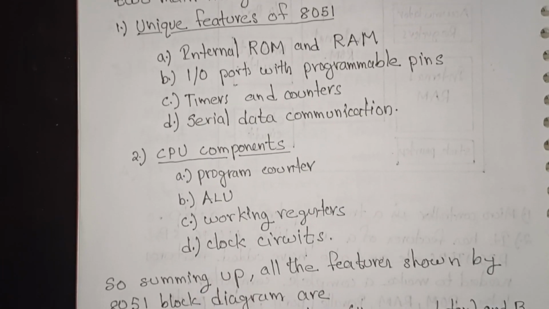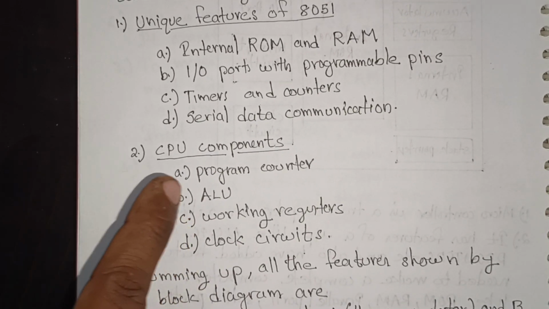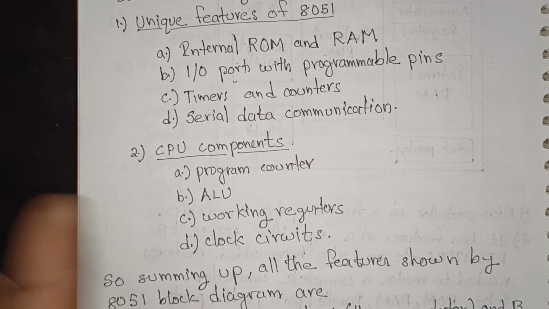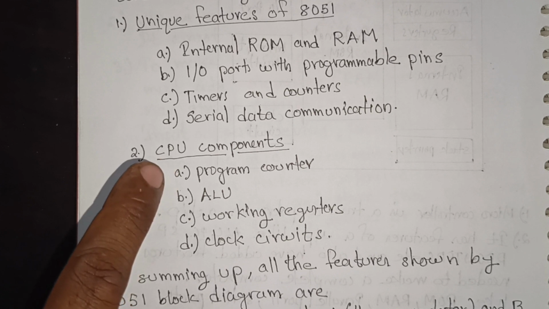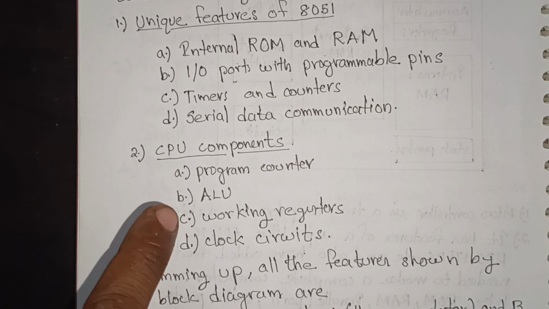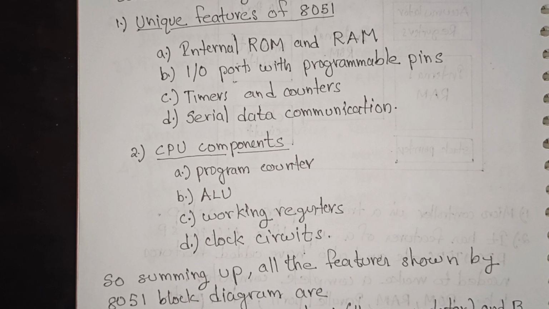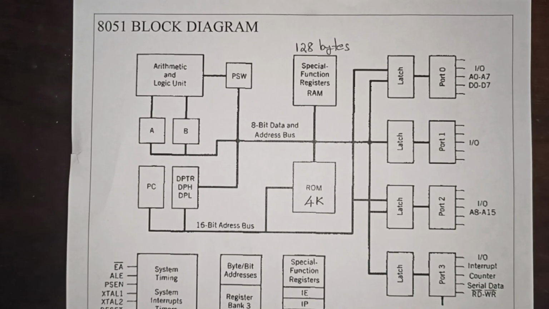Then we have our common stuff. Common means it's very important for functioning of a microcontroller or microprocessor, that kind of stuff. They are CPU components. They are program counter, ALU, working registers, and clock circuitry. Okay, so we will actually deal with every single block in the block diagram, but in this video we will give an overview of each and every block. Okay, and we will see the block diagram. So now we will see every block in the block diagram of 8051.